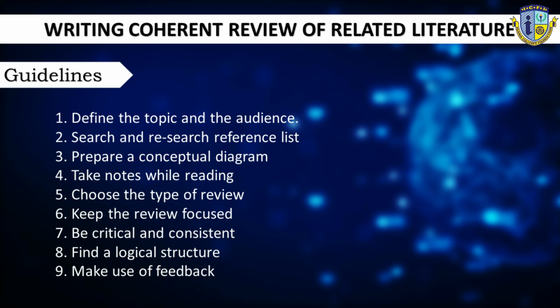First, you should define the topic and the audience. You should search and research the reference list. You should prepare a conceptual diagram of the need for the different types of literature review, and you should take notes while reading. You should choose the type of review you wish to write. Keep the review focused and make it of broad interest. Be critical and consistent. Find a logical structure and make use of feedback.